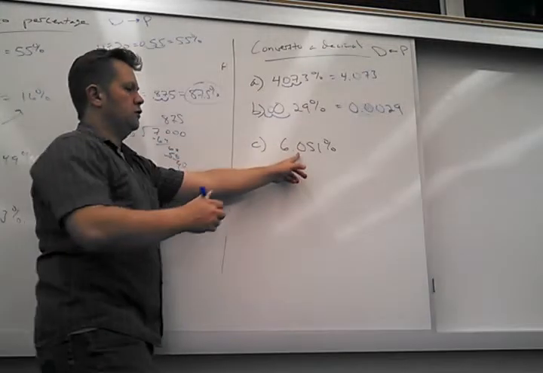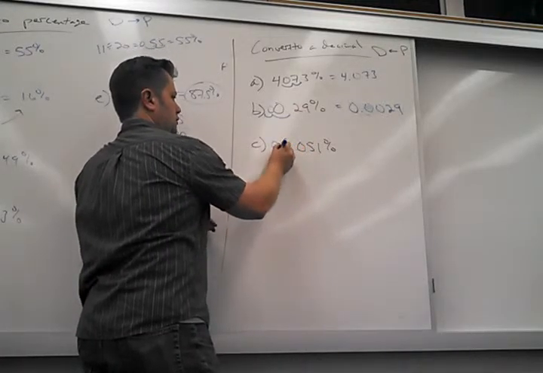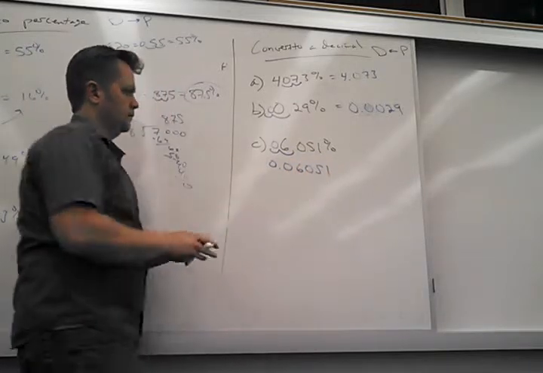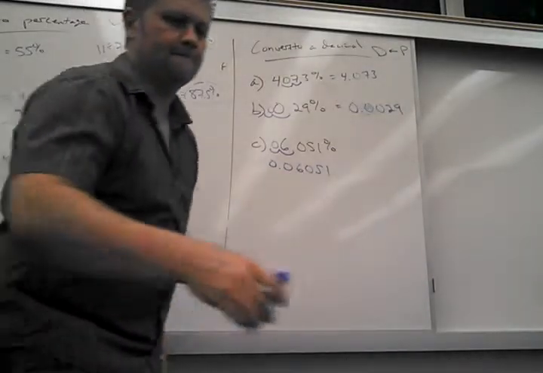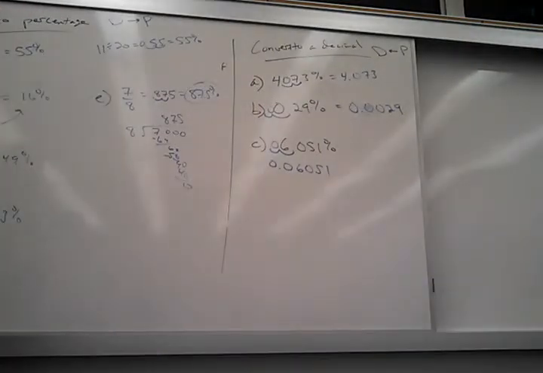And then 6.051%. Yeah, just move it once, twice. So 0.06051. Is that cool? Okay, so there's the how it works and the why it works that way. Now, let me give you an example of something that's going to lead us into the next section.